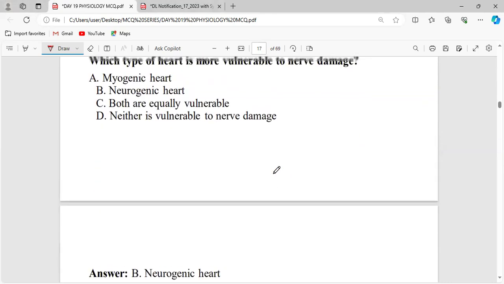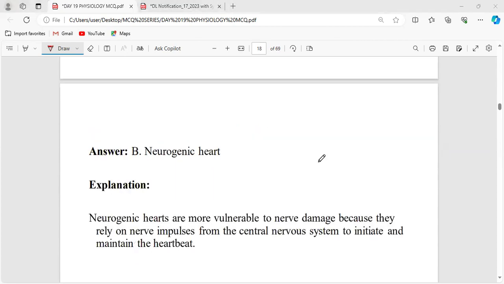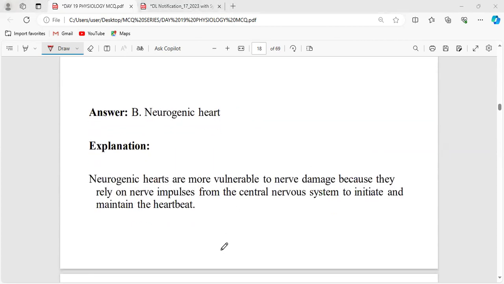And which type of heart is more vulnerable to nerve damage? If a nerve is damaged, is the myogenic heart more vulnerable or the neurogenic heart? The one directly dependent on the nervous system will be the neurogenic heart. I hope everybody is clear with the concept.